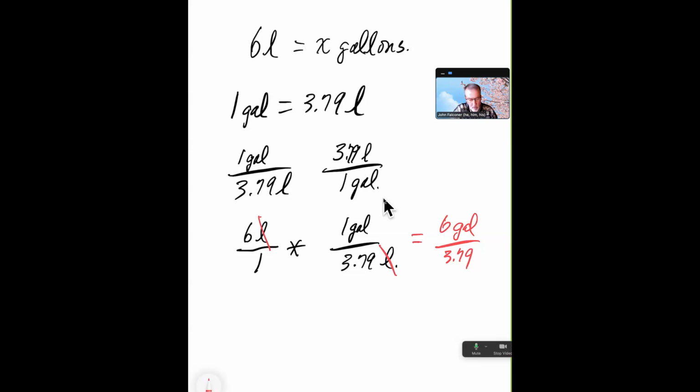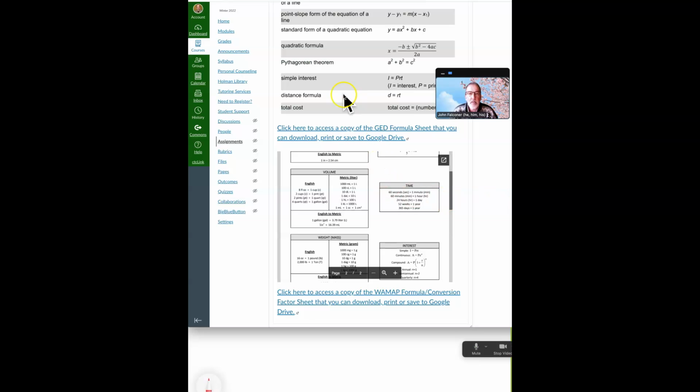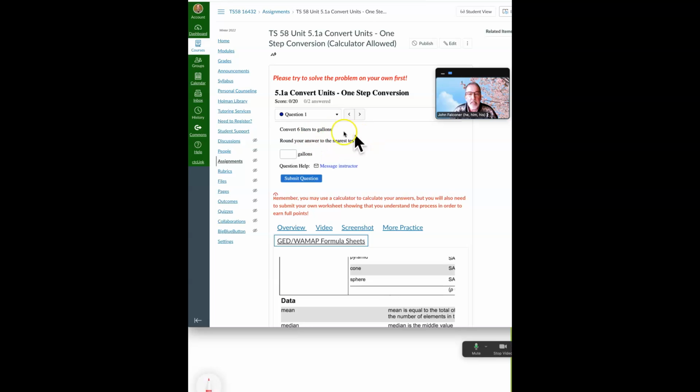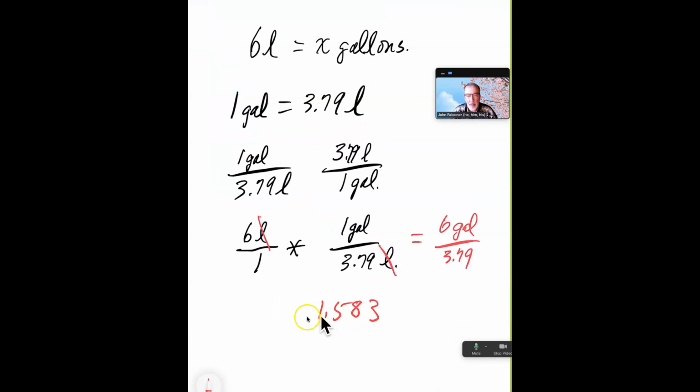And I get 1.58311346. So I'm just going to go 1.583. And I think on that sheet, it told us we had to round. We are rounding this answer to the nearest tenth. So this is our preliminary answer, 1.583 liters, or excuse me, 1.583 gallons.